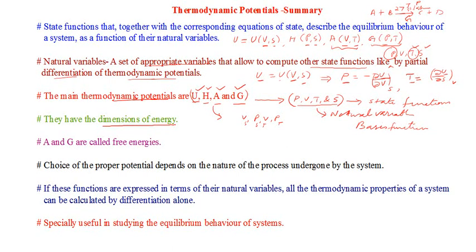Now one thing that is clear from our discussion so far is that out of the 4 thermodynamic potentials, you get rid of U and H, and the remaining 2, A and G, Helmholtz free energy and Gibbs free energy, these 2 functions are named as free energies.